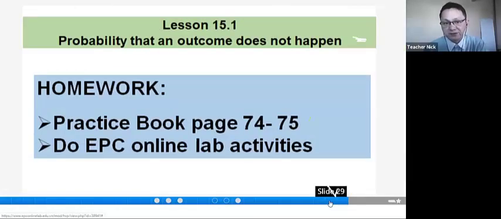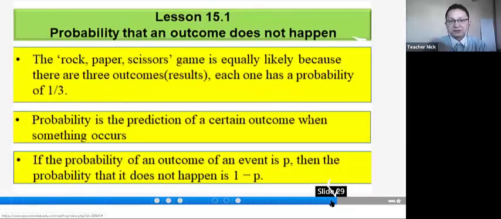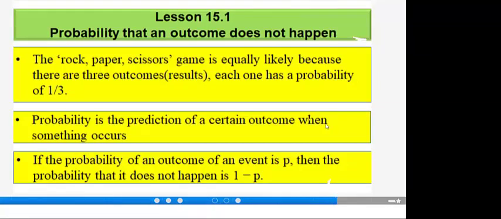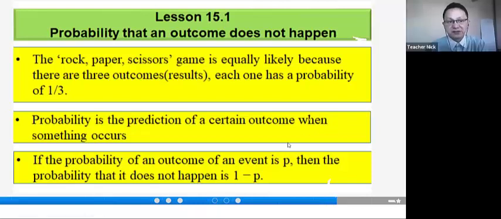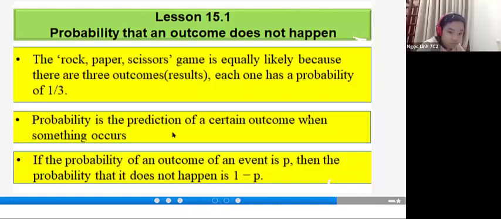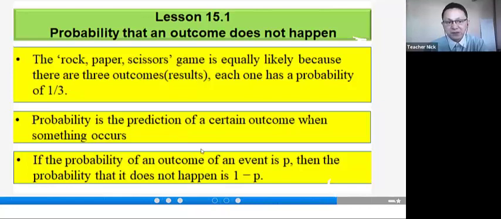So what we have learned today: we have rock, paper, scissors. In the first lesson, it is a game that is equally likely because there are 3 outcomes, so each one has a probability of 1 over 3. Next, probability is the prediction of a certain outcome when something occurs. Prediction means the guess or the possible. Next, if the probability of an outcome of an event is P, then the probability that it does not happen is 1 minus P.